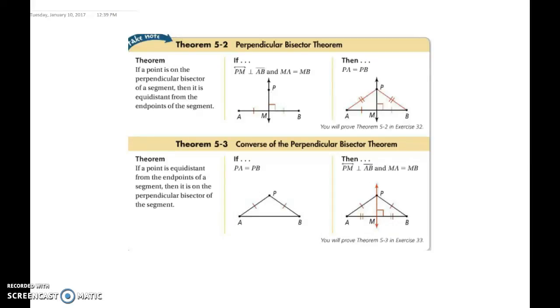All right, so this section we're going to break up into two different videos. It should be fairly short. The first one that we're going to discuss is going to be the perpendicular bisector theorem and its converse.